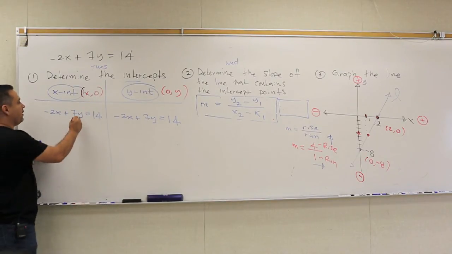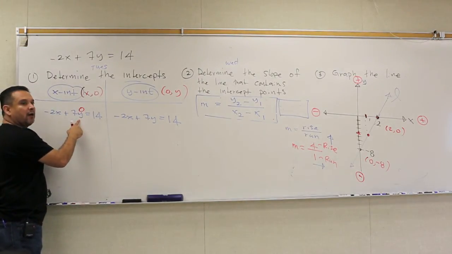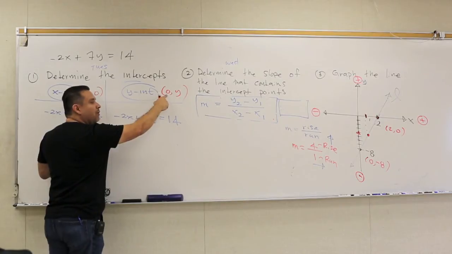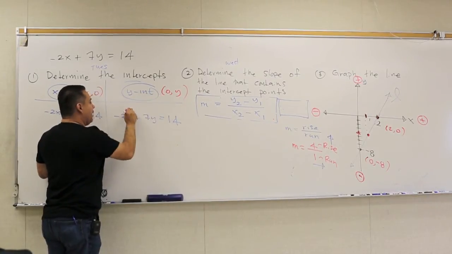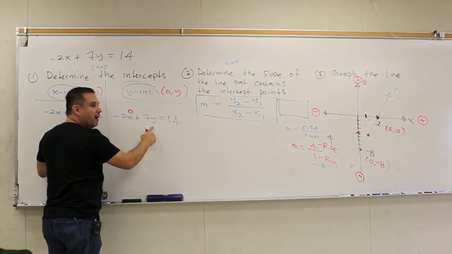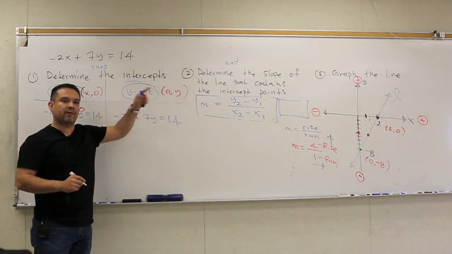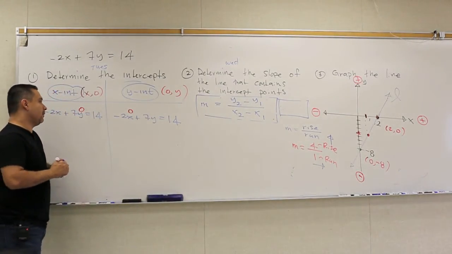So y is 0 here. That's a 0 value for y. And then you solve for what? For x. Here, for the y-intercept, what do we let be 0? X is 0, and we solve for y. So I want to remind you about that procedure, even though we lost the video.